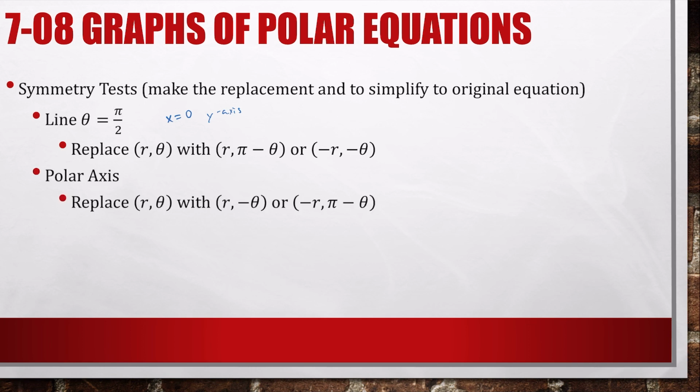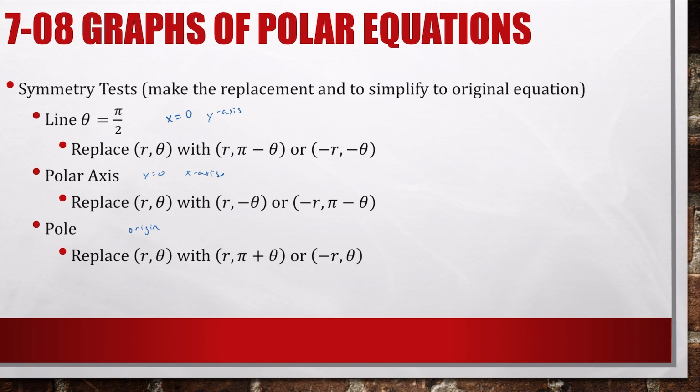For the polar axis, this would be like y equals 0, or the x-axis, replace r, theta with r, negative theta, or negative r, pi minus theta. And again, you might have to try both of them, see if you can find one that works. Or the pole, otherwise known as origin symmetry, that's the 180-degree rotational symmetry. Replace r, theta with r, pi plus theta, or negative r, theta. And again, you may have to try both.